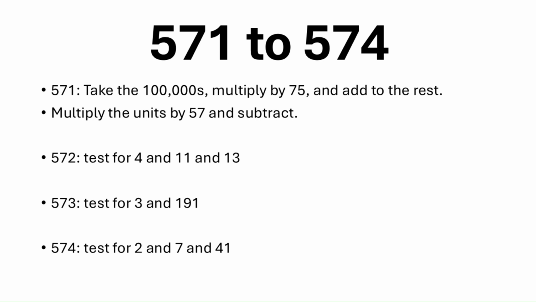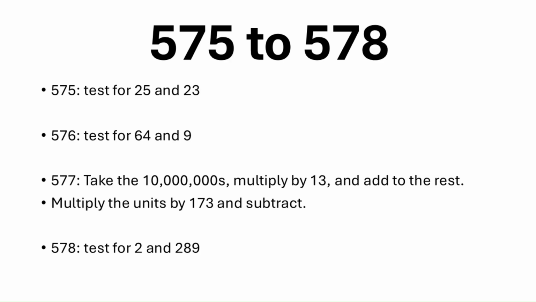572, test for 4 and 11 and 13. 573, test for 3 and 191. 574, test for 2 and 7 and 41. 575, test for 25 and 23. 576, test for 64 and 9. 577, take the 10 millions, multiply by 13, and add to the rest. Multiply the units by 173 and subtract.